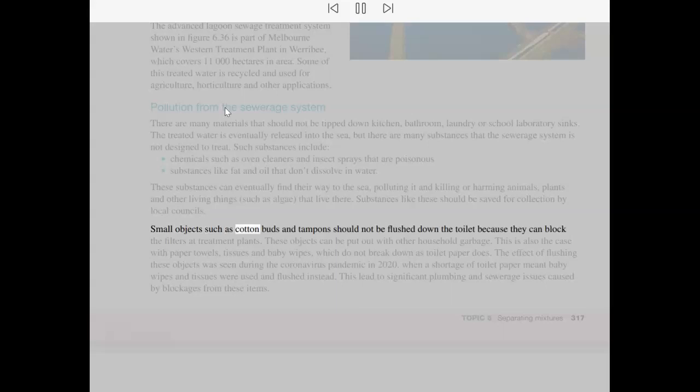Small objects such as cotton buds and tampons should not be flushed down the toilet because they can block the filters at treatment plants. These objects can be put out with other household garbage. This is also the case with paper towels, tissues, and baby wipes, which do not break down as toilet paper does. The effect of flushing these objects was seen during the coronavirus pandemic in 2020, when a shortage of toilet paper meant baby wipes and tissues were used and flushed instead. This led to significant plumbing and sewerage issues caused by blockages from these items.